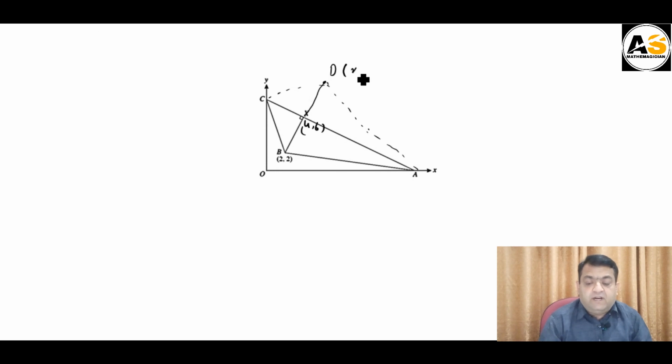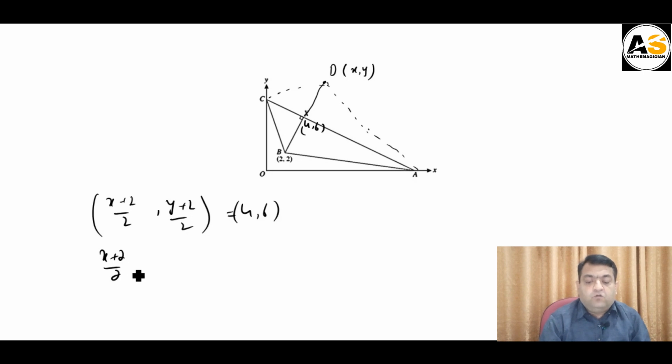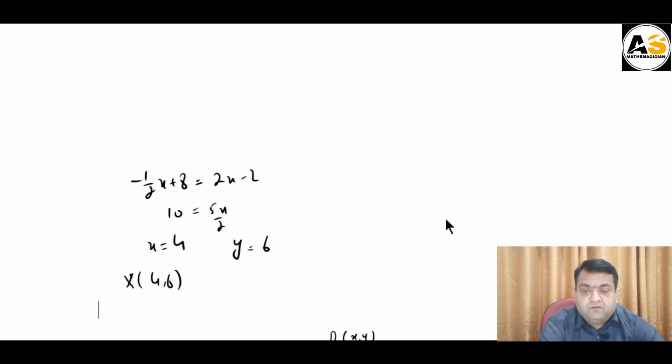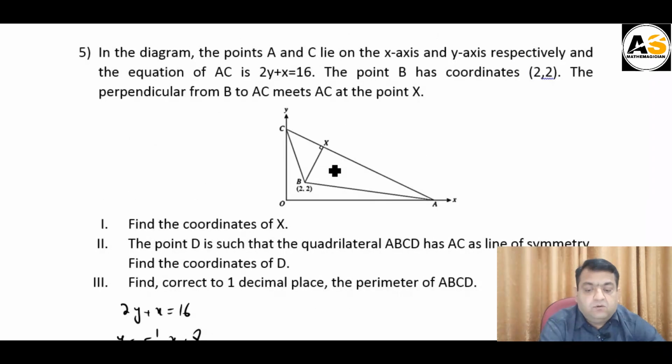So how will we calculate D? (x plus 2) over 2, (y plus 2) over 2, that is the midpoint of these two, is equal to (4, 6). From here, (x plus 2) over 2 is equal to 4, (y plus 2) over 2 is equal to 6. x is equal to 6 and y is equal to 10. So coordinates of D are (6, 10). This was the first part. First thing we needed to find the coordinates of D.